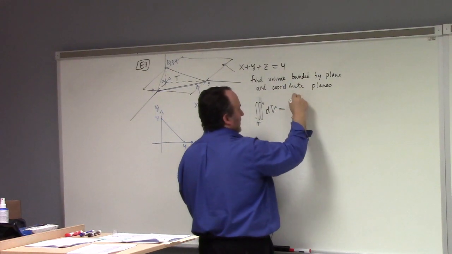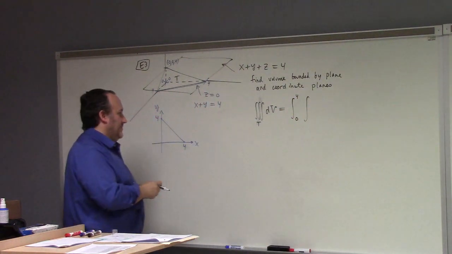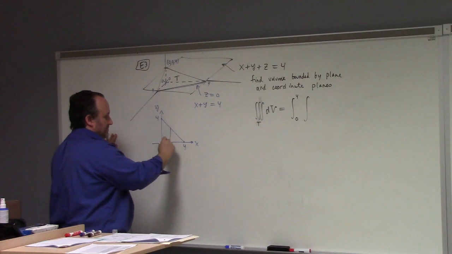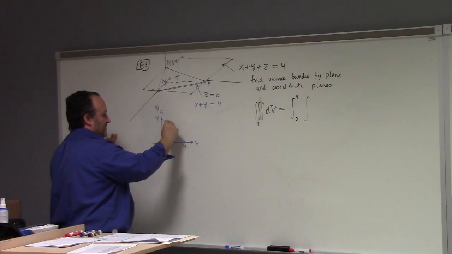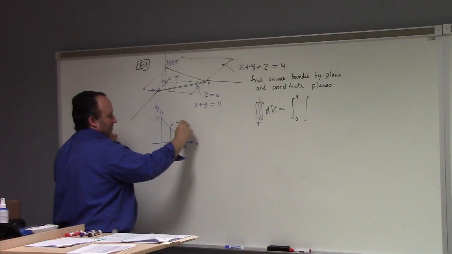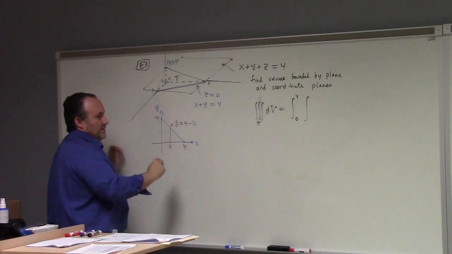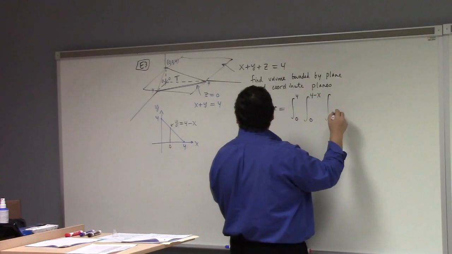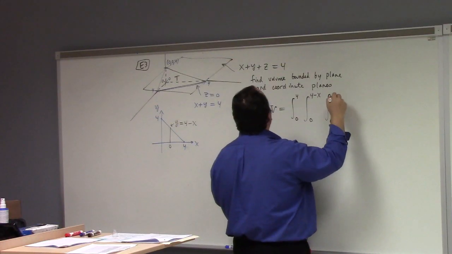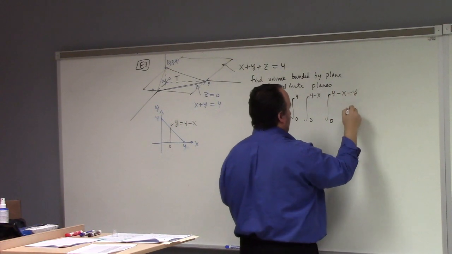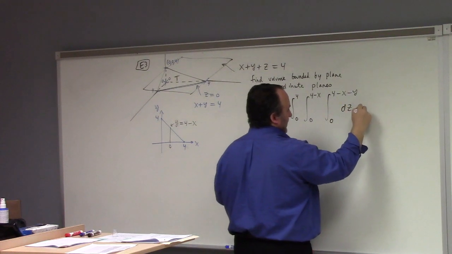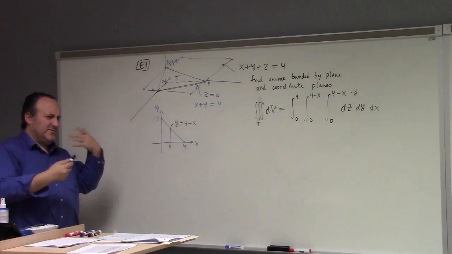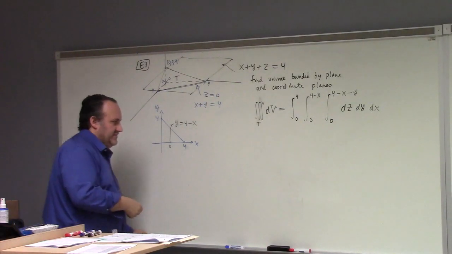So I can integrate from 0 to 4. And, okay, what's here? 0 in the bottom, and up here, what's this equation? Y equals what? 4 minus x, right? So I can integrate from 0 to 4 minus x here. Then for the z, I go from 0 up to 4 minus x minus y, right? I've got dz, then dy, and then dx. I think this is your question, right? One like this, but we'll try to do another after this.